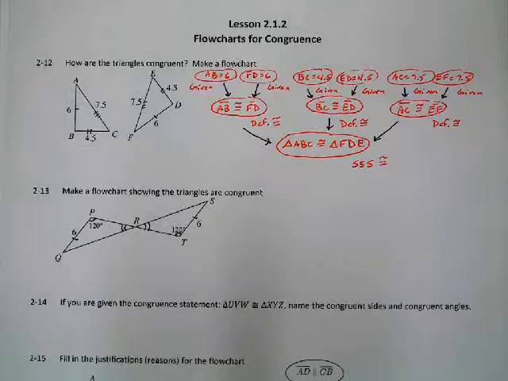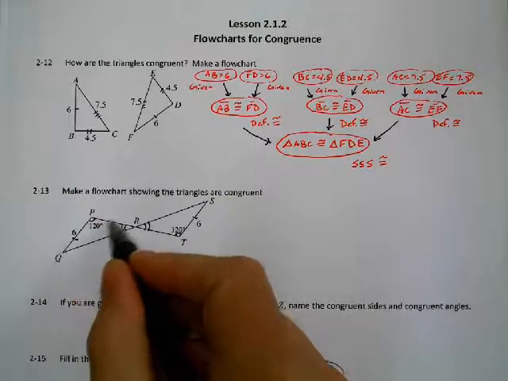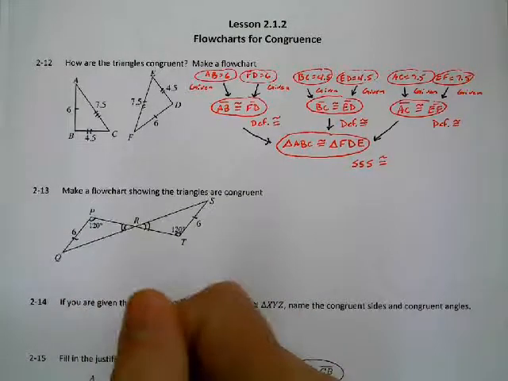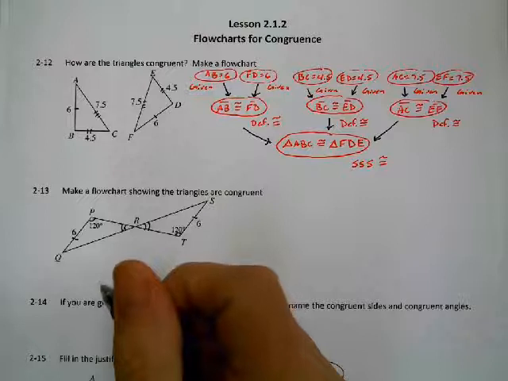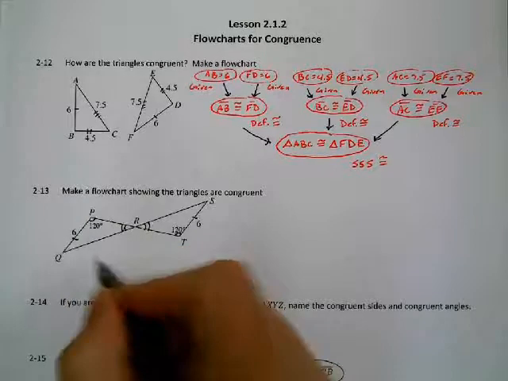And now I have three things. This is angle, angle, side, because the side is not in between the two angles. We would call this angle, angle, side instead of angle, side, angle. The side's not included. It's not in between. So it's angle, angle, side.